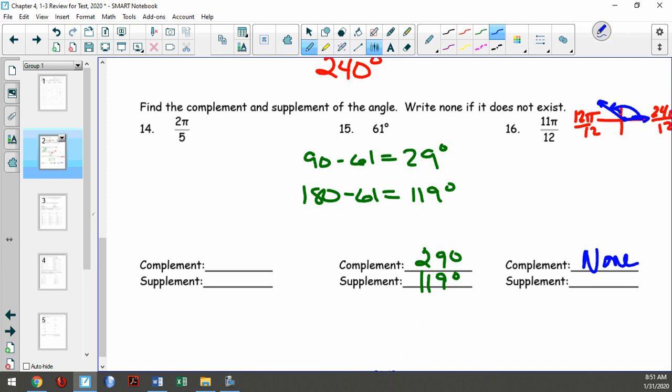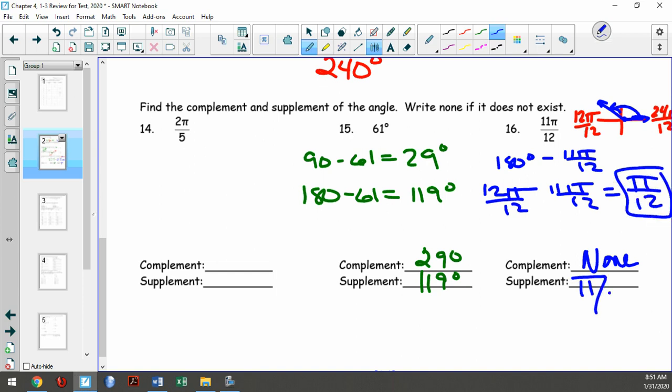So to find my supplement is going to be 180 degrees minus 11 pi over 12. Well, 180 degrees is pi, and pi is going to be 12 pi over 12. So that's going to give me 1 pi over 12. That is going to be the supplement.